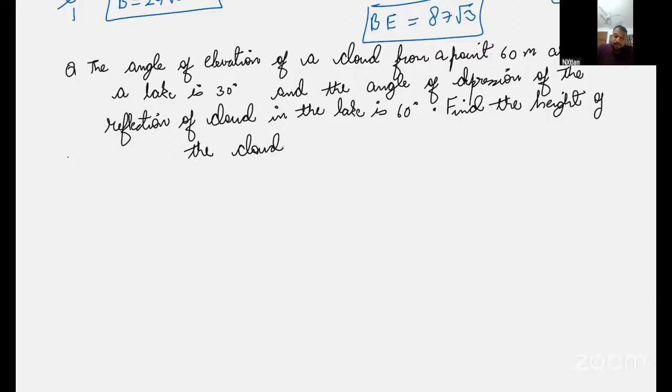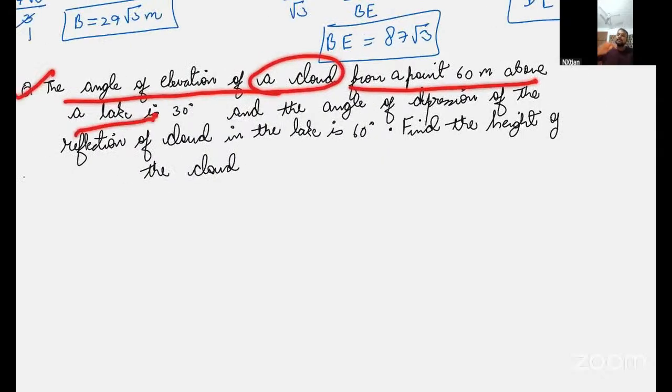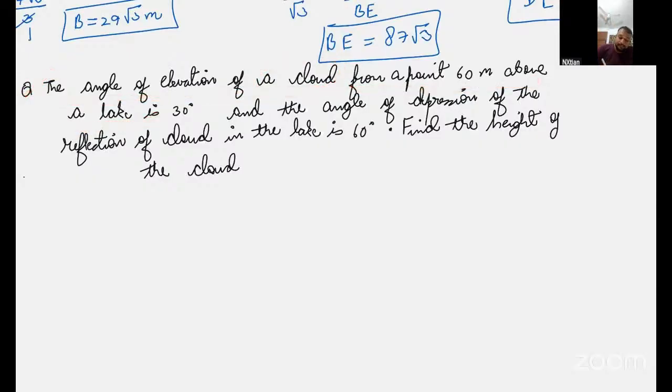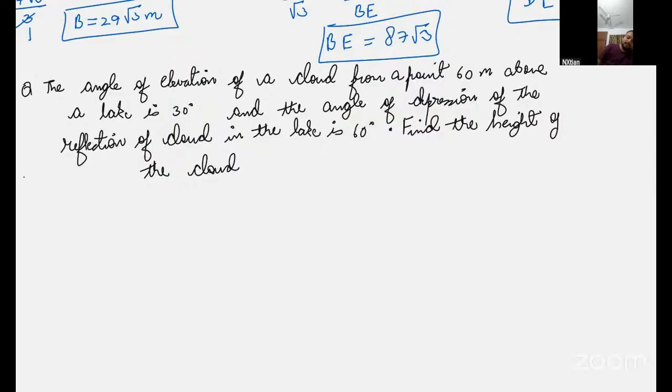This is the question. I will read the question, then you give it a try. The angle of elevation of a cloud from a point 60 meter above the lake. So basically, there is a lake, and from that point 60 meter above it, if they see the cloud, it makes 30 degree. And the angle of depression of the reflection of the cloud is 60 degrees. Inside the lake, we get the reflection of the cloud, and that angle is 60 degree. Find the height of the cloud. Whatever you are able to do, just try to make a diagram for that.